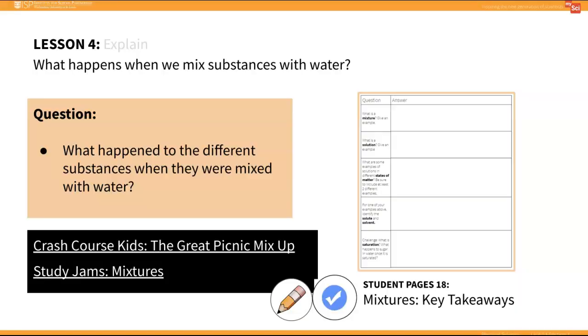In the Explain portion of this lesson, you'll start the conversation by asking what happened to the different substances when they were mixed with water. Students will notice that in some cases they can still see the substances in the water, but in others it looks like the substance has disappeared. When it looks like the substances have disappeared, these are what we call solutions. In a solution, a change has occurred that makes it more difficult to separate two substances.